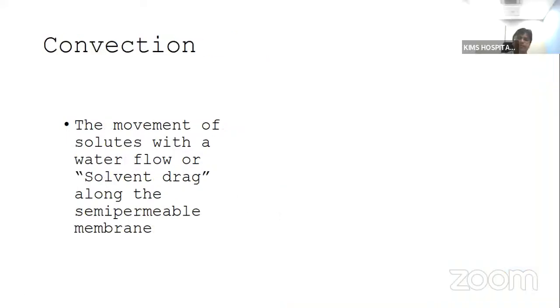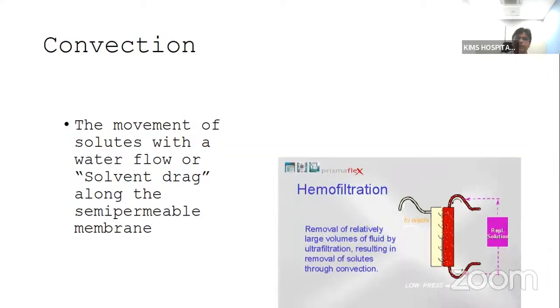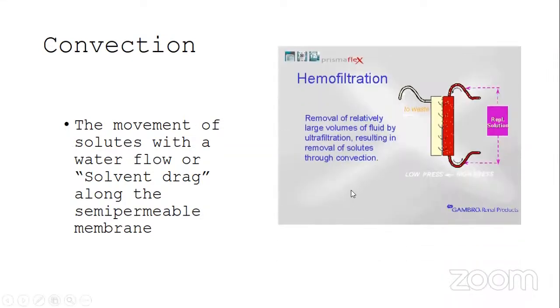And the next principle is convection. Convection is the movement of solute along with the water flow. Here we can see blood moving from this side, and after passing through a certain extent, along with the blood there will be convection, and ultrafiltration will keep going on. So there will be solvent drag. Whenever the fluid passes from high pressure to low pressure, a lot of fluid will be transduced from one side to the other side. Along with the fluid, there will be solute drag occurring along with the fluid. So this is what we call convection.